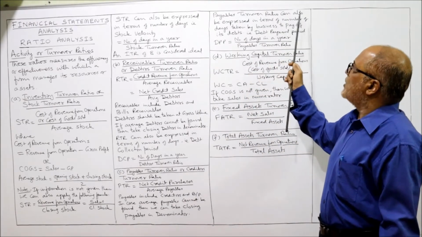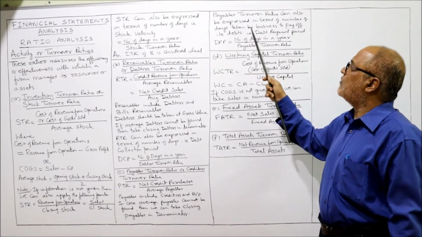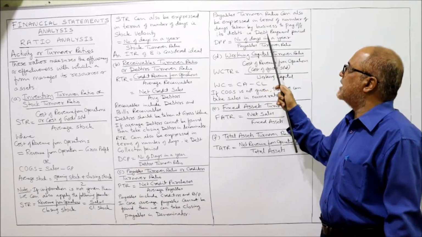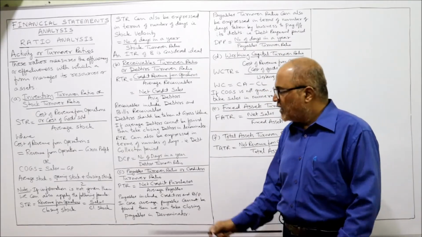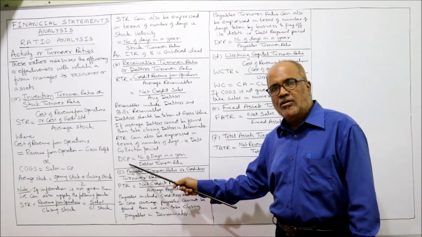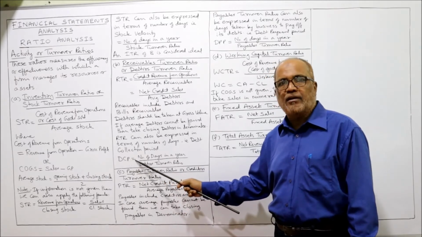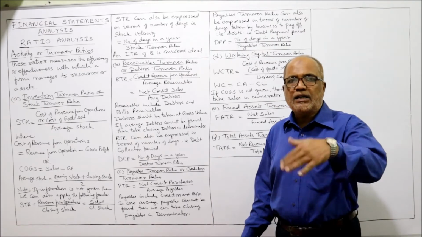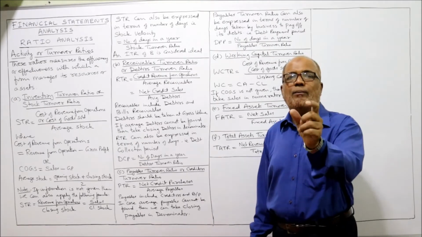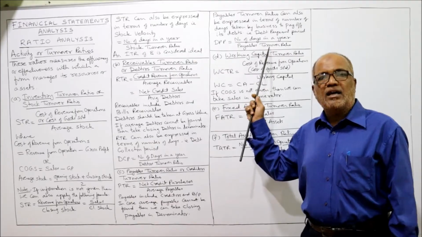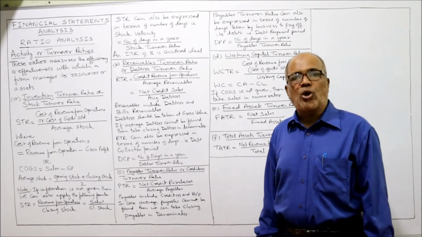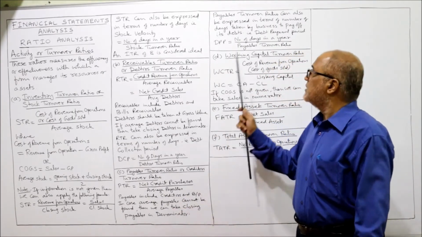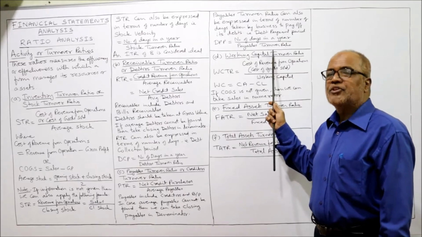Now, payables turnover ratio can also be expressed in terms of the number of days taken by the businessman to pay off his debt. That is the debt payment period. If you want to find out the number of days, it is the number of days in a year divided by payables turnover ratio. That's all.